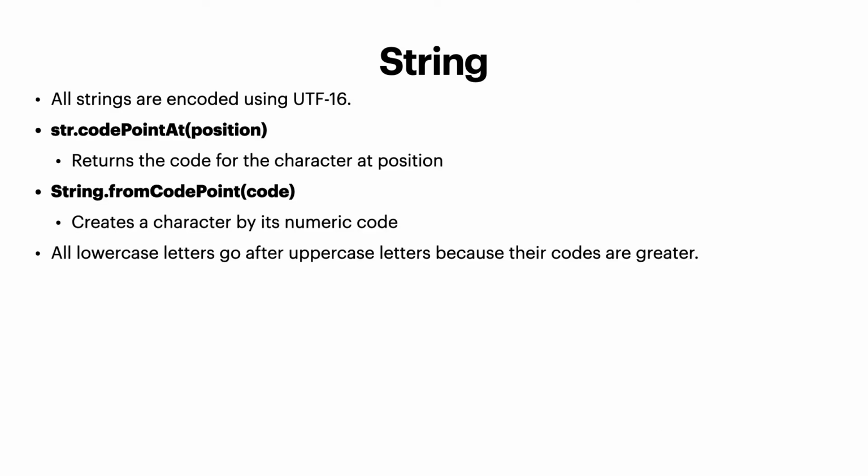So basically all lowercase letters go after uppercase letters because their codes are greater. And some letters, like the O with two dots on top, stand apart from the main alphabet. Here its code is greater than anything from A to Z.